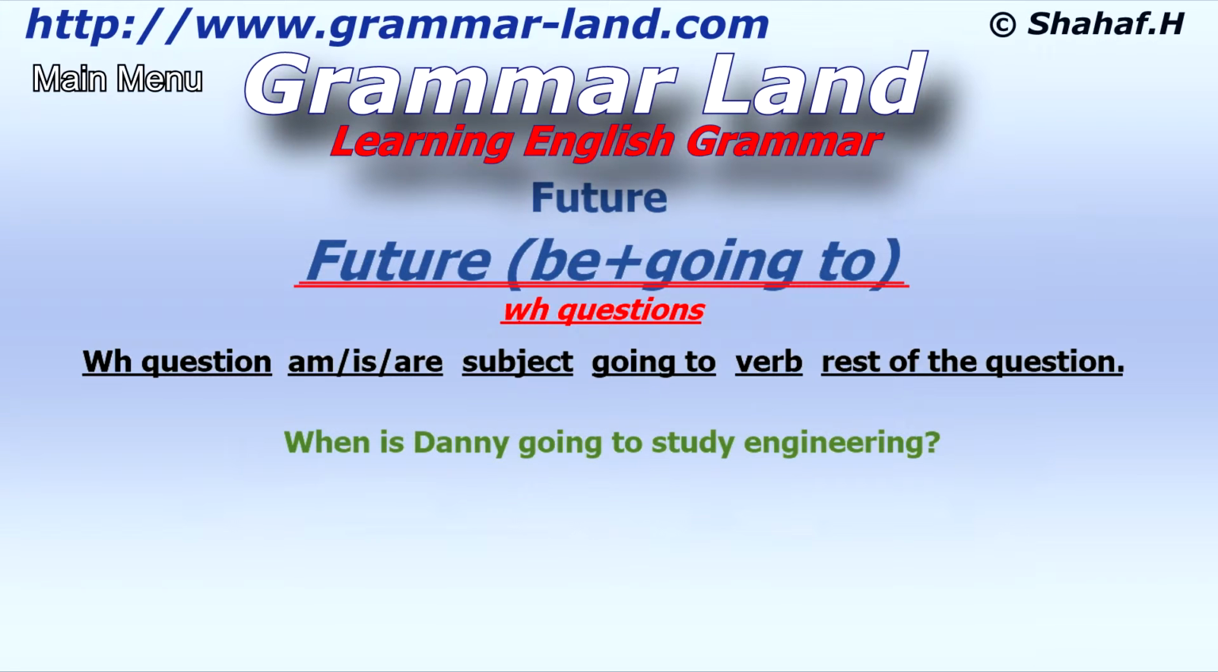When is Danny going to study engineering? The question starts with the WH question, when. The subject is Danny, so we use is. Going to is the expression which indicates future. The verb study stays in its basic form.